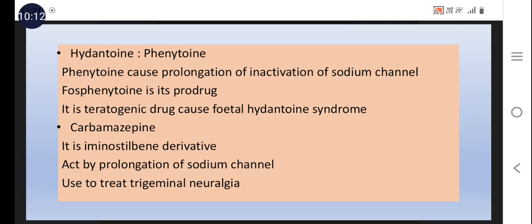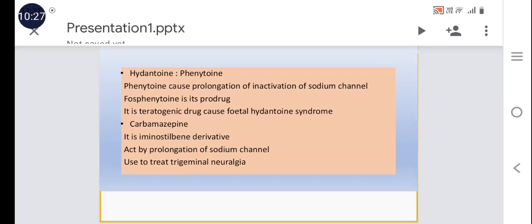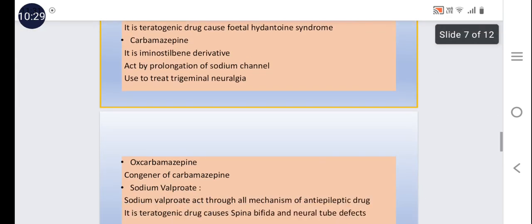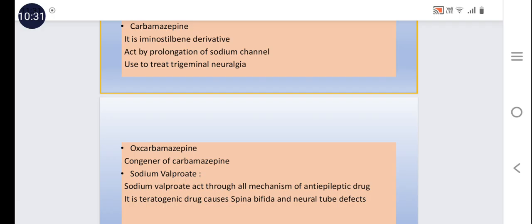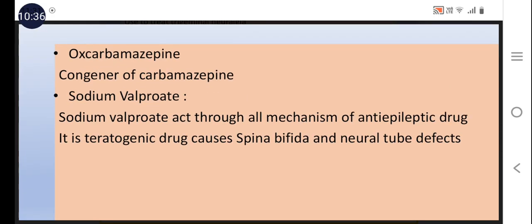Next drug is carbamazepine. Carbamazepine is an iminostilbene derivative drug, and it prolongs the sodium channel inactivation, and it is used in the trigeminal neuralgia. Neuralgia means pain in the trigeminal nerve. And oxcarbazepine is one of the analogs or congeners of this carbamazepine. And next drug is sodium valproate.